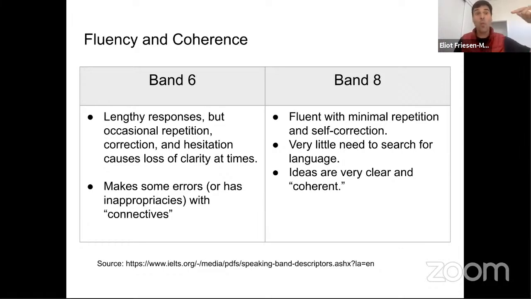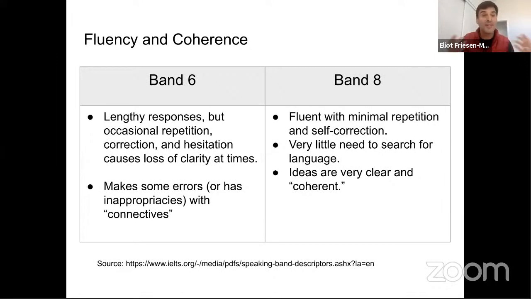It moves from one idea to the next in the paragraph that you're talking about in your response to the questions. Everything flows from beginning to end. Someone who is at level 6 might have some errors and some trouble doing this.